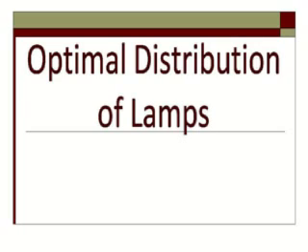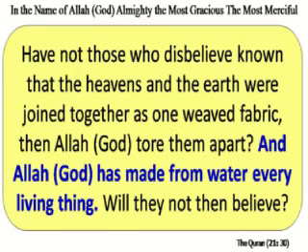So, coming to the question, how to illuminate a place with light bulbs, knowing the best arrangement for these bulbs to cover maximum volume with minimum number of light bulbs, minimum energy. Now the answer can be known fully by pondering upon verse number 30 of chapter 21 of the Quran, which reads, Have not those who disbelieve known that the heavens and the earth were joined together as one weaved fabric? Then Allah God tore them apart, and Allah God has made from water every living thing. Will they not then believe?